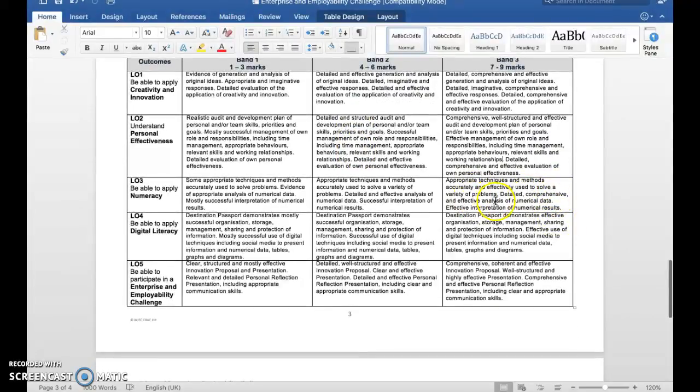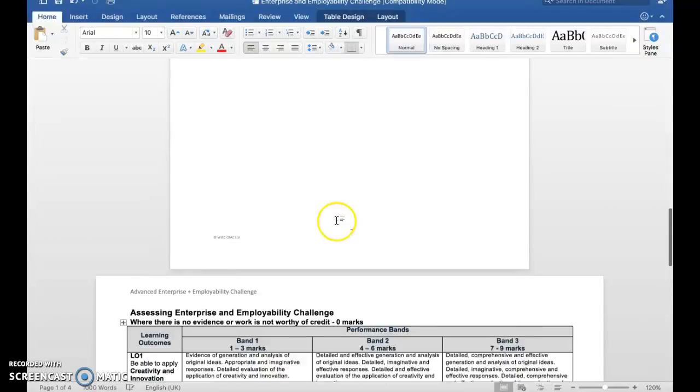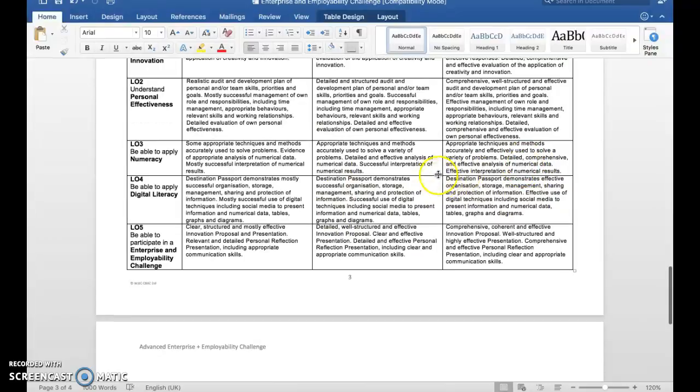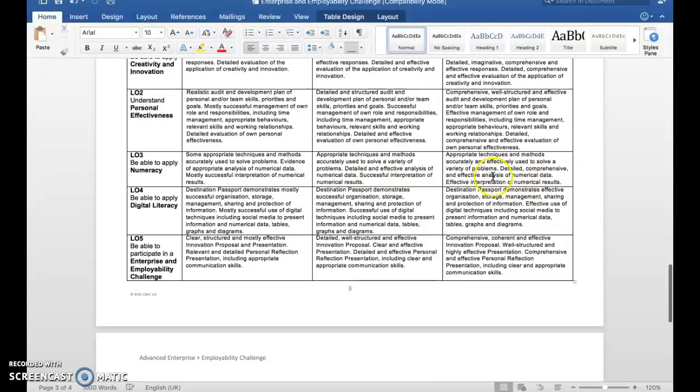Detailed, comprehensive and effective analysis of numerical data. So when you get some data in, how well do you analyze it to produce other information? And mainly, again, if you follow the guidance we're going to give you for the financial literacy element up in here, this task here, this bullet point here, you should do well in this one. And then effective interpretation of numerical results. Okay, so you display some numerical results and you interpret them in a presentation or mainly in the report that you produce in your financial literacy research here. So that's going to cover lots of that.